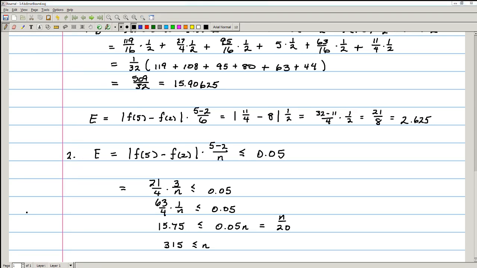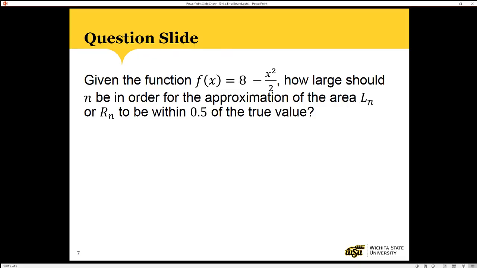And now I'd like for you to try a similar problem on your own. Given the function f of x equals 8 minus x squared over 2, how large should n be in order for the approximation of the area L sub n or R sub n to be within 0.5 or 1/2 of the true value?